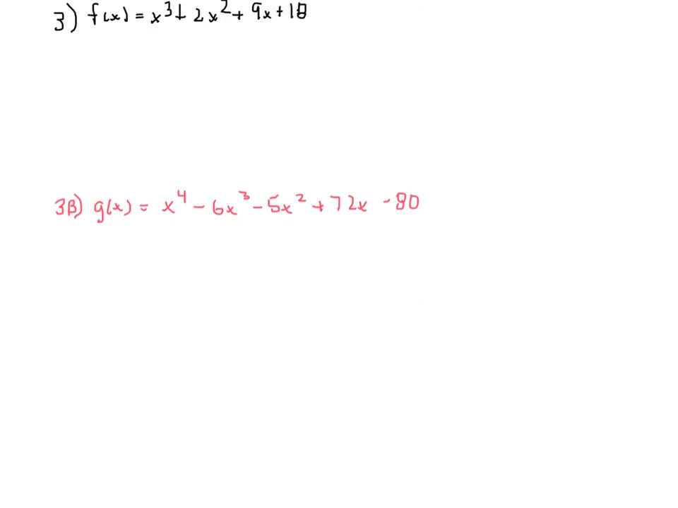Here is the book's check your progress. f(x) equals x to the third plus 2x squared plus 9x plus 18. And then 3b is my check your progress: x to the fourth minus 6x to the third minus 5x squared plus 72x minus 80. I'm very sorry about the poor penmanship, but the stylus I have, I'm really doing the best I can.